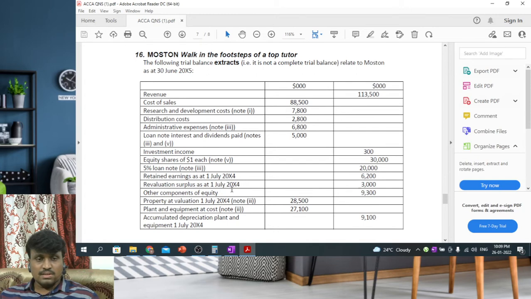Opening is given. Other components of equity, maybe it is a share premium. Other components of equity is nothing but share premium, because equity share capital was already provided. Property at valuation on 1st July, and plant and equipment and accumulated depreciation on plant and equipment.